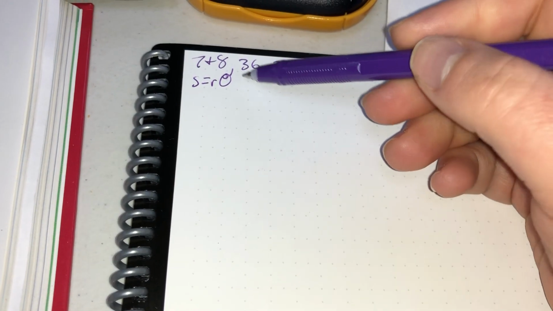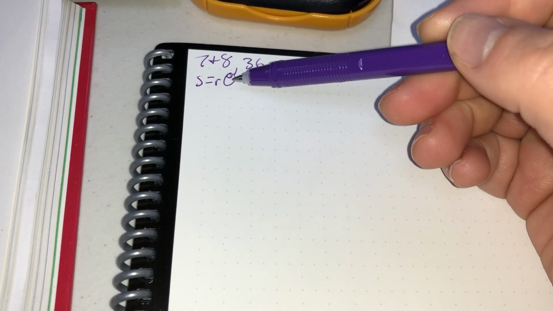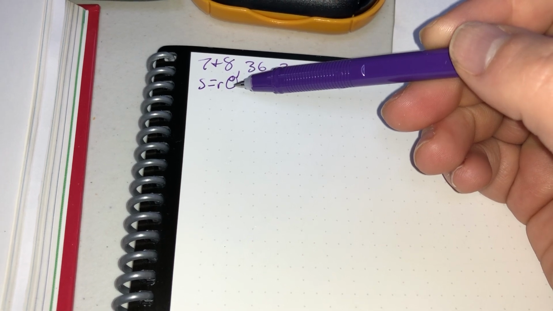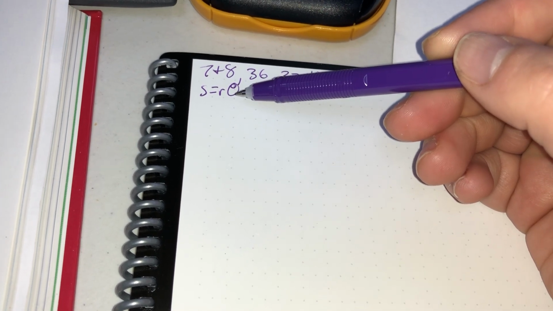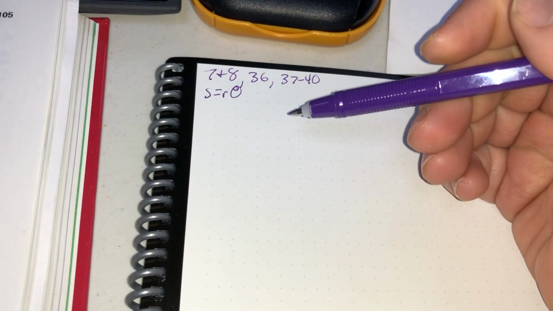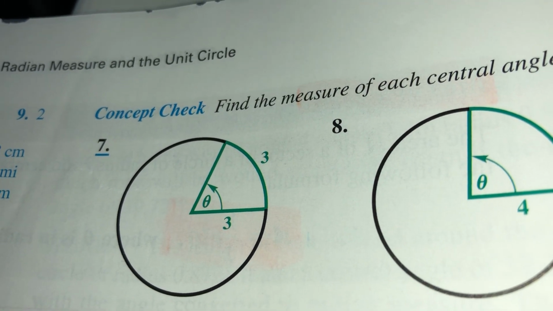So your new best friend is this equation here, s equals r theta. S is arc length, r is the radius, and theta is the radian. So we're not dealing with degrees anymore. If you have degrees, you're just going to convert them into radians, and that's what you did in the last section. Okay, so if I look at number 7, I want s equals r theta.